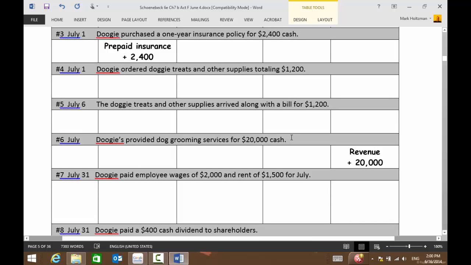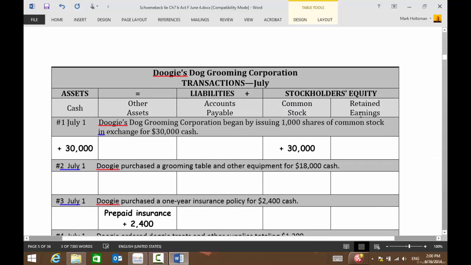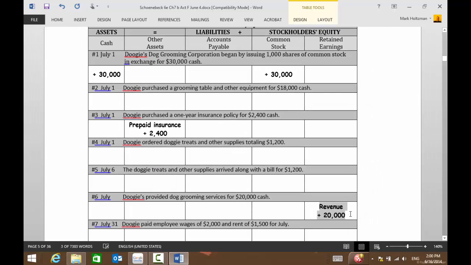So provides dog grooming services for $20,000 cash. You're going to increase revenue by $20,000, which is going to go in your retained earnings column. Why? Because revenue increases net income, which goes to retained earnings. I'll make this a little smaller so you can see the whole thing at once. And where is the other piece of this? What other account is going to be affected? Cash. Cash is also going to be increased by $20,000.